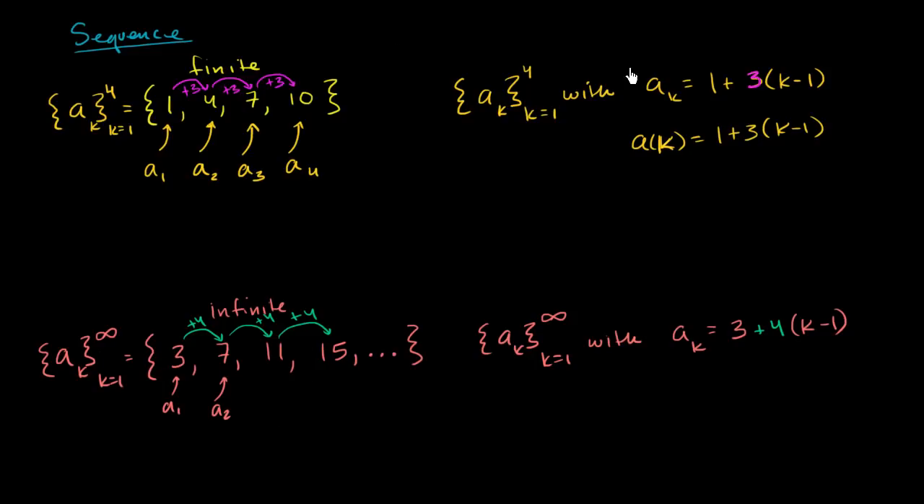Now, in both of these cases, I defined it as an explicit function. So this right over here is explicit. That's not an attractive color. Let me write this in. This is an explicit function.